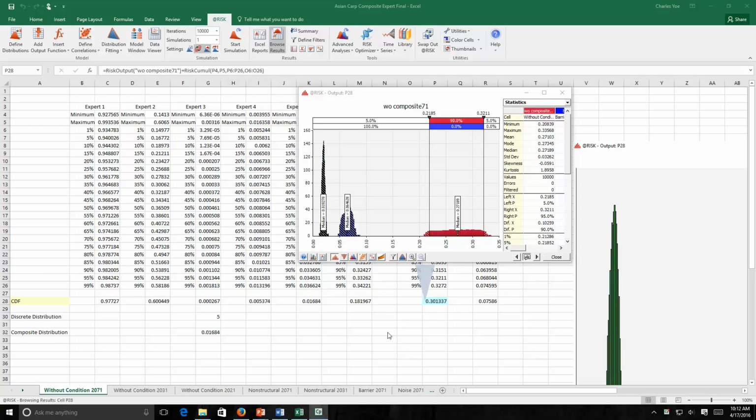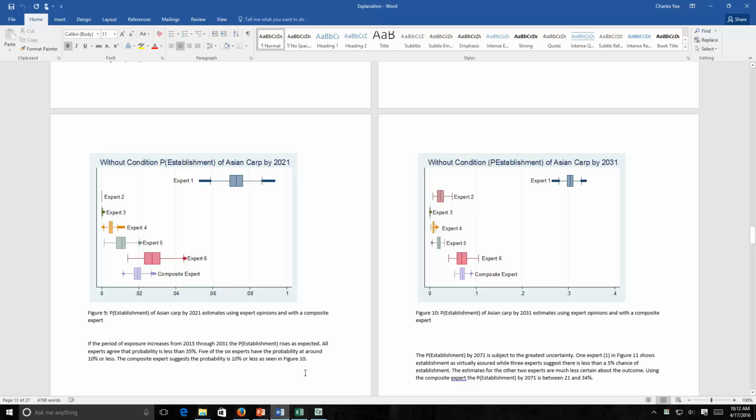In this video, we'll consider some of the ways that you can compare information. So you just saw the video with composite experts, if you're looking at these in sequence, and you saw that we generated this particular graphic. What we're going to do is double back now and talk about how you can display information to convey these differences that we see. So here we have the without condition, the probability of establishment of Asian carp by 2021.